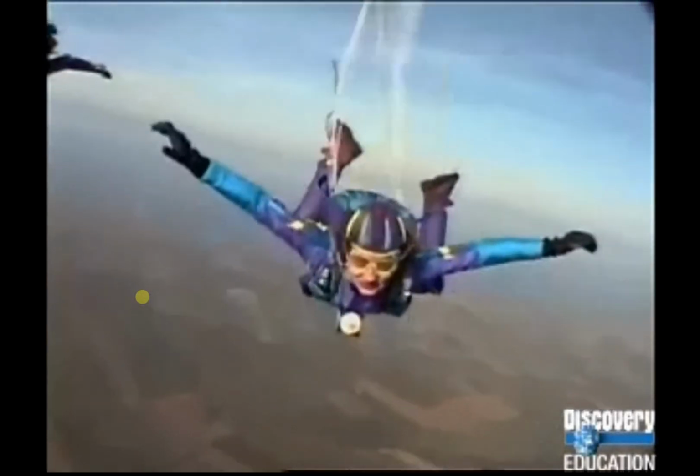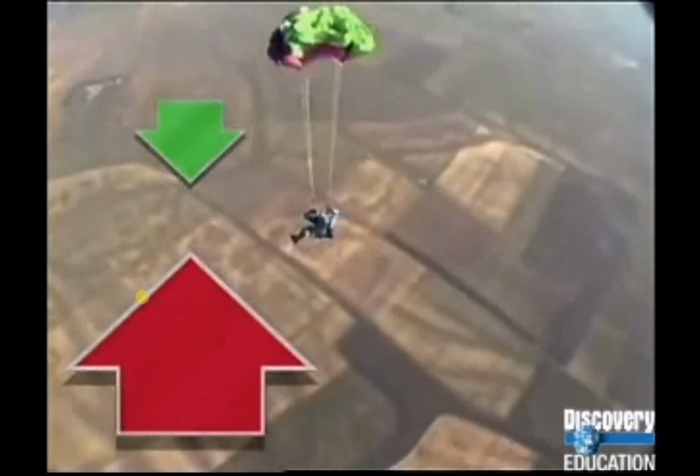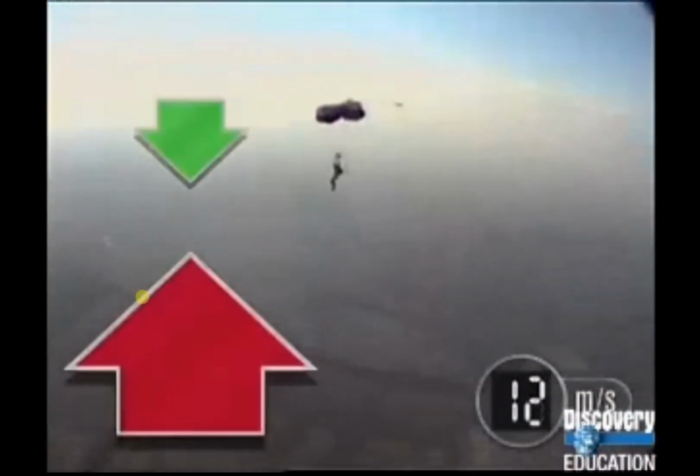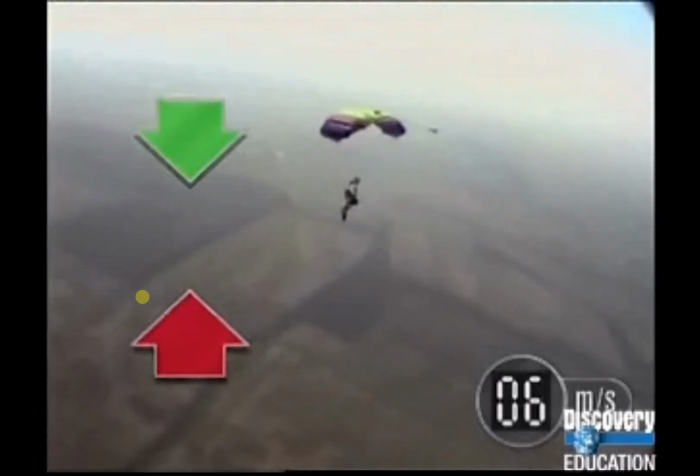To slow down, the upward force needs to be greater than the downward force. When the parachute's open, air resistance suddenly becomes much greater than gravity. The forces are no longer balanced, and this changes her speed. She slows down. Because she's slowing down, air resistance decreases until it balances gravity again, and she reaches a much slower constant speed. 5 meters per second is a much safer terminal velocity than 55 meters per second.